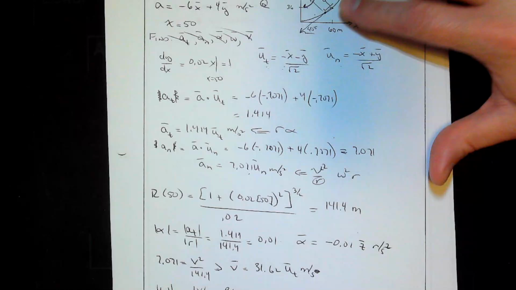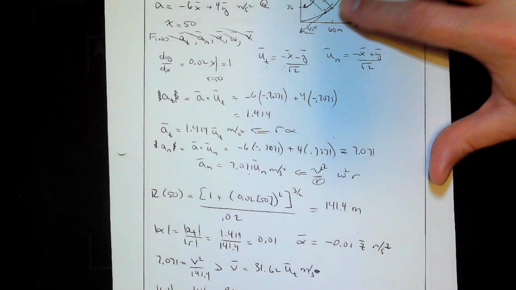Okay? All right. By the same token, 7.071 equals v squared over r, 141.4. All right, solve for v. We get 31.62, and we can vectorize this because it's just along the tangential, and we're all done. Oh, no, meters per second. Oops, no squared.